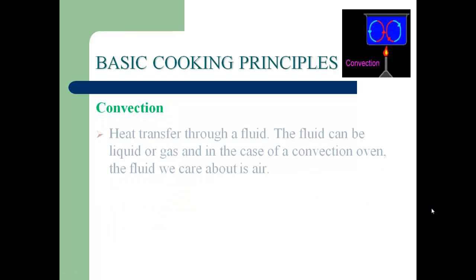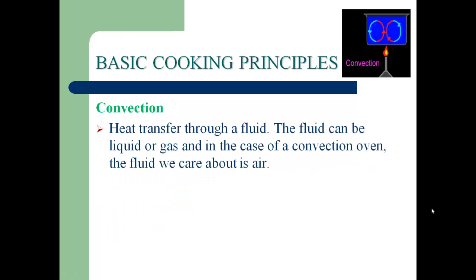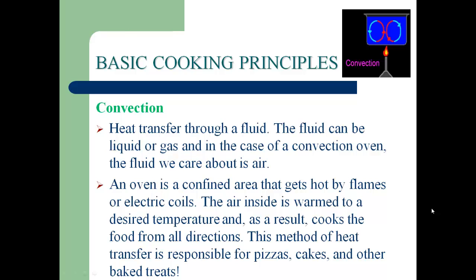Convection. Heat transfer through a fluid. The fluid can be liquid or gas, and in the case of a convection oven, the fluid we care about is air. An oven is a confined area that gets hot by flames or electric coils. The air inside is warmed to a desired temperature and, as a result, cooks the food from all directions. This method of heat transfer is responsible for pizzas, cakes, and other baked treats.